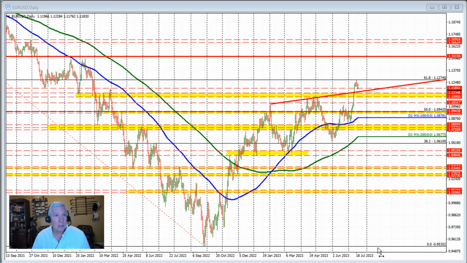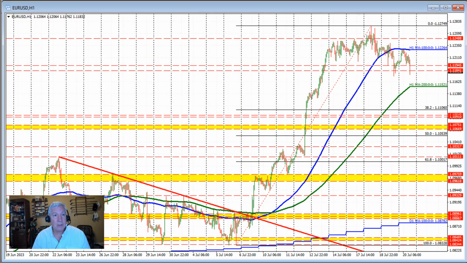upside. Now let's take a look at the hourly chart, and we'll see what that looks like here. And what we saw in trading yesterday was a break below the 1.1184 level right here, led to a brief move to the downside, not once but twice, and the price rotated back to the upside.